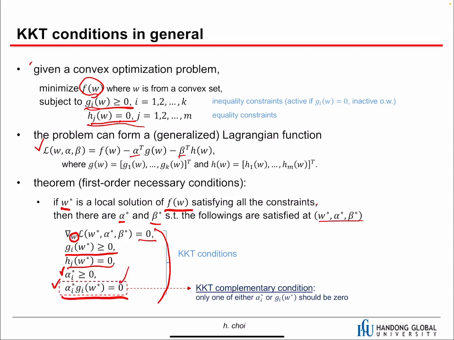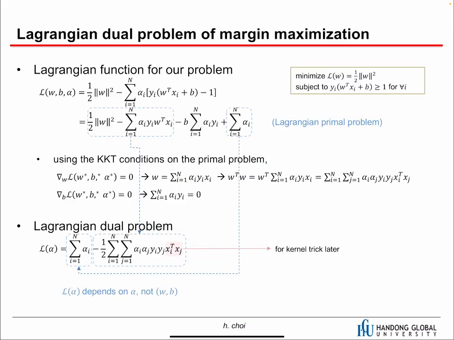But anyway, what this equation says is that when we have an inequality constraint, then either this Lagrangian multiplier or this equation, either this one or that one, should be zero. And actually only one of either this one or this one should be zero. That's what KKT conditions say. And then we're going to use those KKT conditions in the SVM problems.